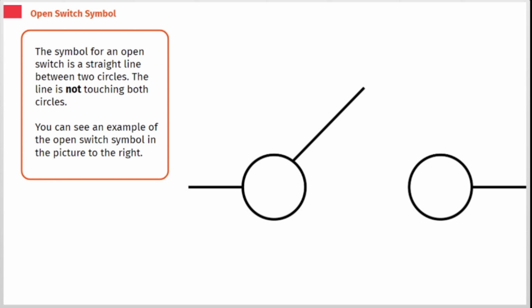The symbol for an open switch is a straight line between two circles. The line is not touching both circles. You can see an example of the open switch symbol in the picture to the right.